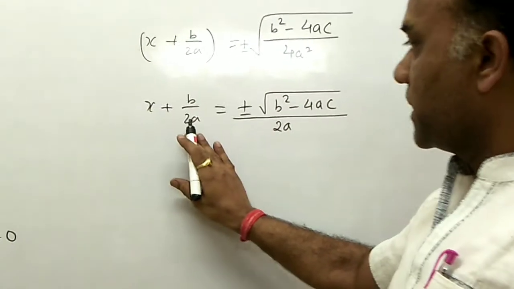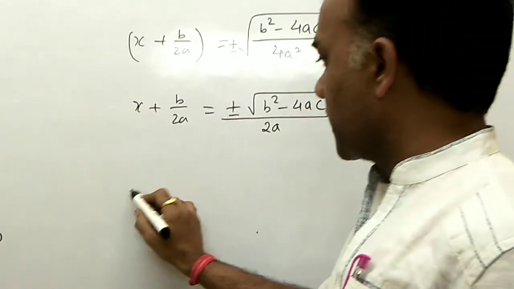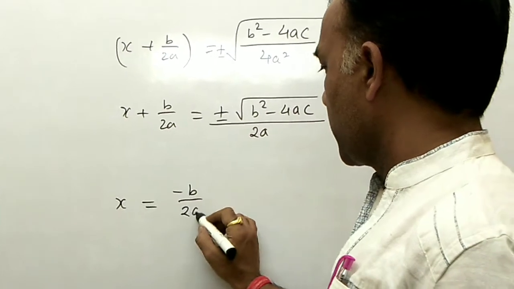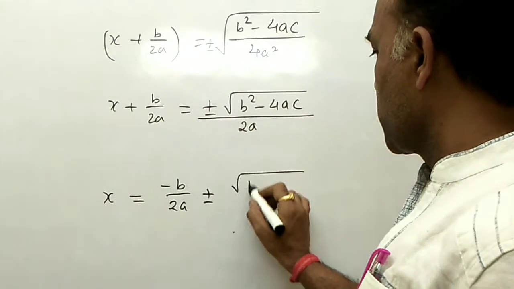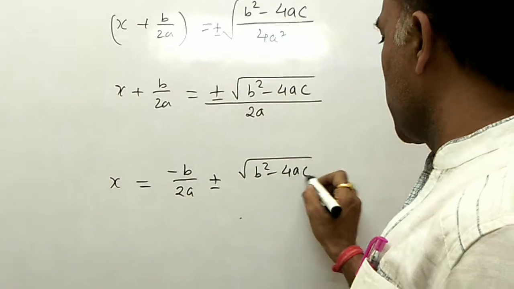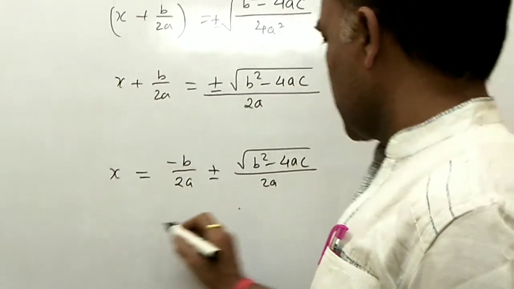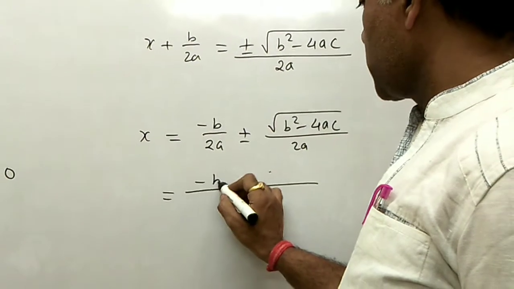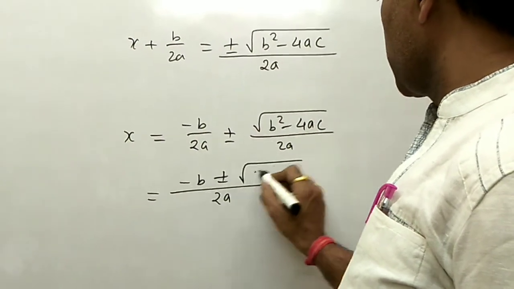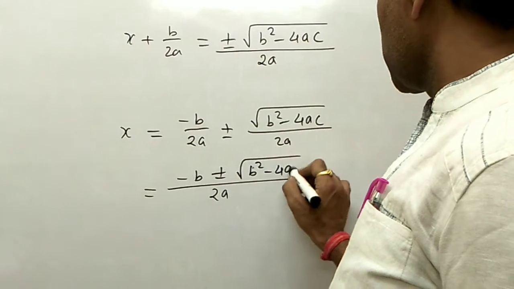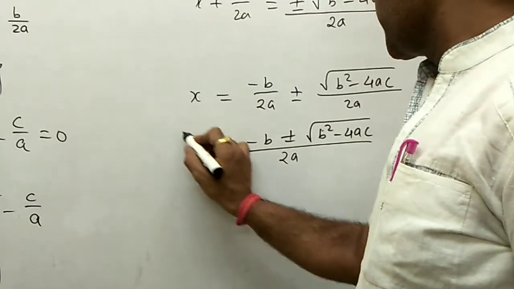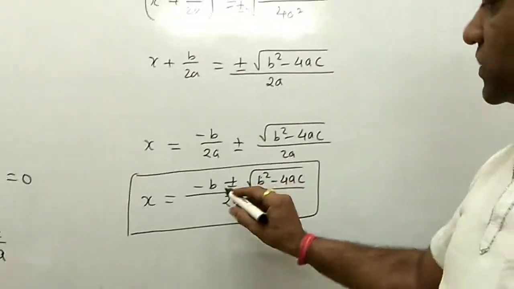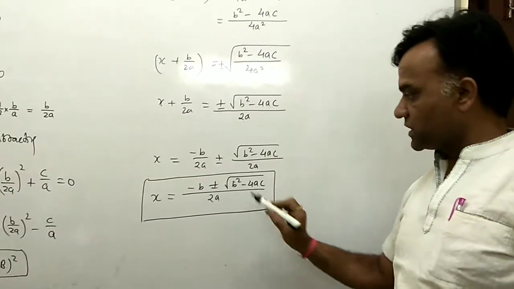And now the b upon 2a you shift to the other side, so you have x equal to minus b upon 2a plus minus under root b square minus 4ac upon 2a. Then taking the common 2a, minus b plus minus under root b square minus 4ac, upon 2a, that is equal to x. Okay, so this is the concept.